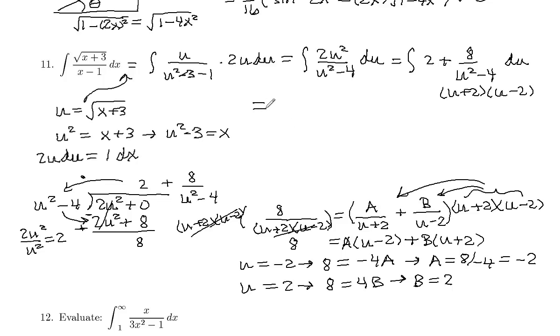So now this is the integral of 2, and then it's -2 over u plus 2, and then plus 2 over u minus 2. And we are integrating that guy with respect to u. Okay, so now this isn't too bad. The integral of 2 is just going to be 2u minus, and then 2 will bring out in front.